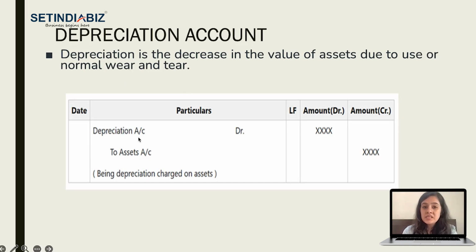Depreciation is an expense being debited to asset account. Right? Assets are being decreased, the value is being decreased, so they will be credited.